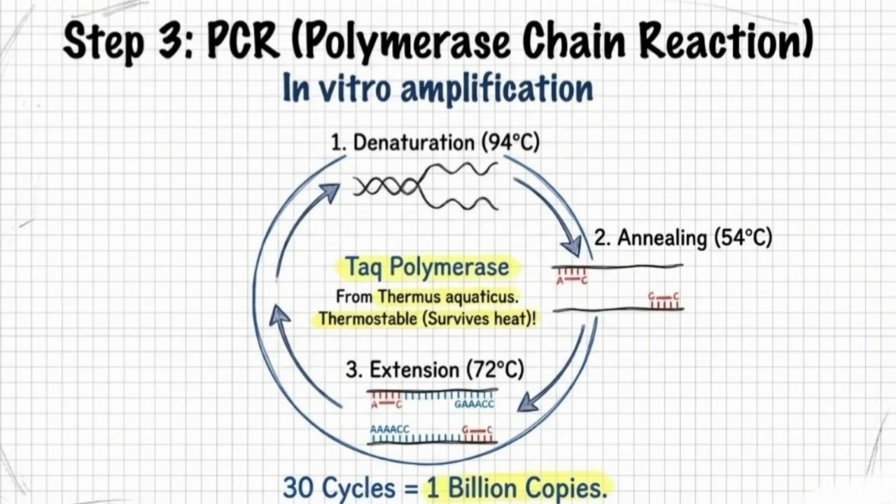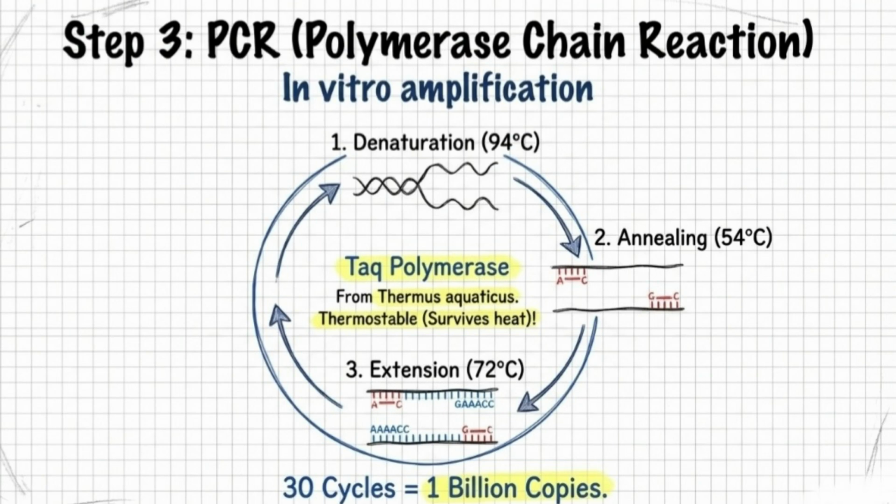Next topic: Step 3. PCR, polymerase chain reaction. Step 3 is PCR, polymerase chain reaction. It is an in vitro amplification process. PCR works in 3 main steps. Step 1. Denaturation, 94 degrees Celsius. At 94 degrees Celsius, the double-stranded DNA separates into 2 single strands. Step 2. Annealing, 54 degrees Celsius. At 54 degrees Celsius, primers attach to the complementary DNA strands.